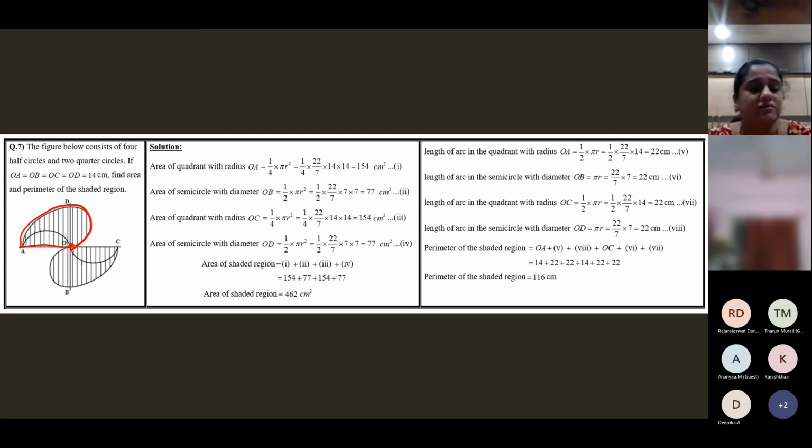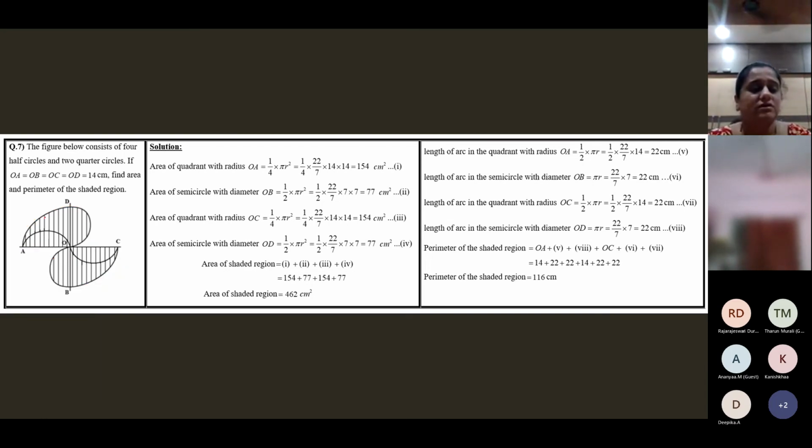So I started here, like this OA. I come back to the starting point, but I haven't still finished the boundary. So continue, OC. Now you have traced, you have gone along the boundary. This length you have to find.